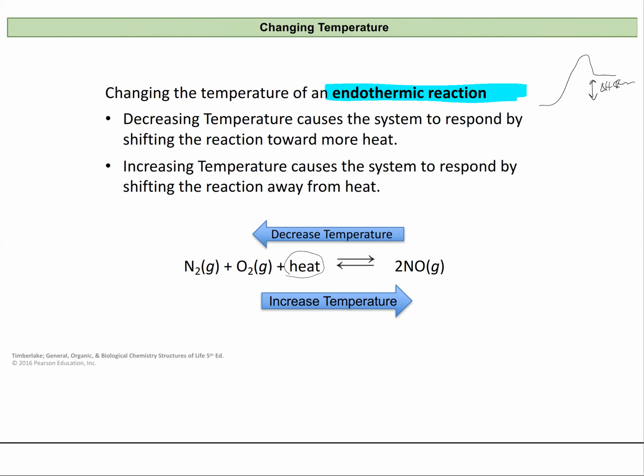So if we increase temperature, we are increasing our heat, which is increasing the concentration of one of our reactants, because our heat is our reactant. And so the reaction will reestablish equilibrium as if we increase the nitrogen or the oxygen, one of the reactants. And so we'll see a shift to form more products, or a shift to the right.